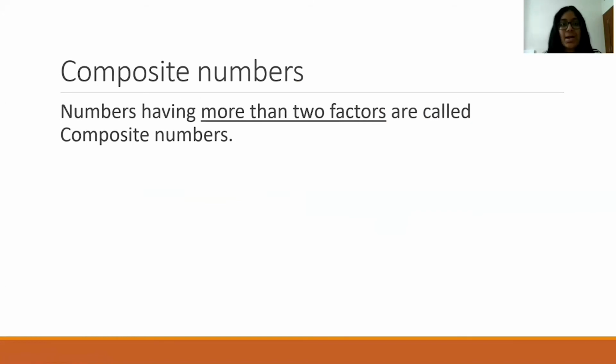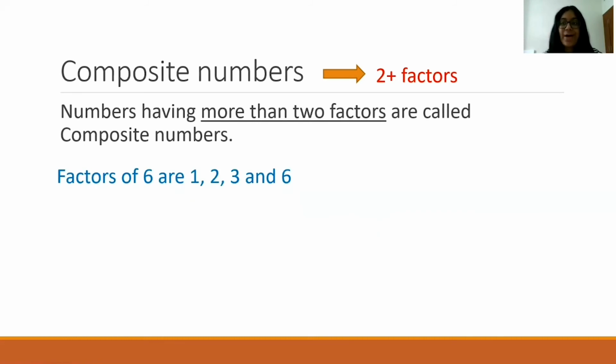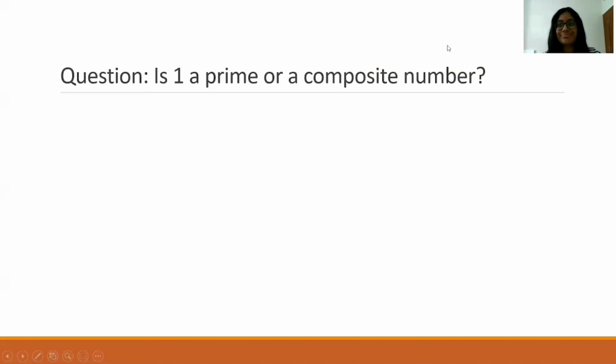Composite numbers. Composite numbers are numbers having more than 2 factors. So let's take an example. We know that the factors of 6 are 1, 2, 3, and 6. So 6 is a composite number because it has more than 2 factors.